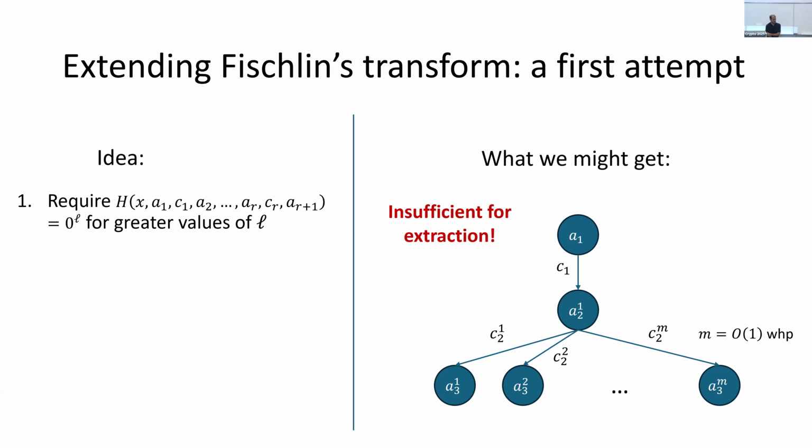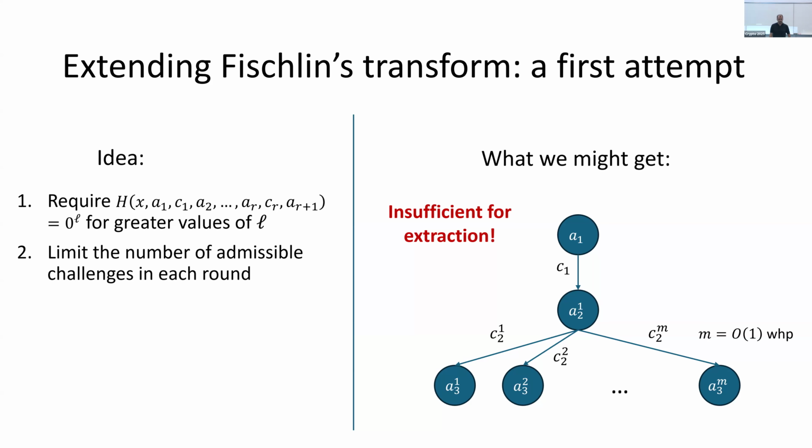So the idea to fix the situation will be the following. First of all, for general special soundness, we might need more leaves. This can be easily fixed by requiring that the hash hashes to 0 to the L for some parameter L, not necessarily 0. But in addition, and this is the crux of the idea, we'll also limit the number of admissible challenges in each level of the tree. So now P star cannot resample C2 until it finds a transcript that hashes to 0, because eventually it will run out of challenges that it can resample.